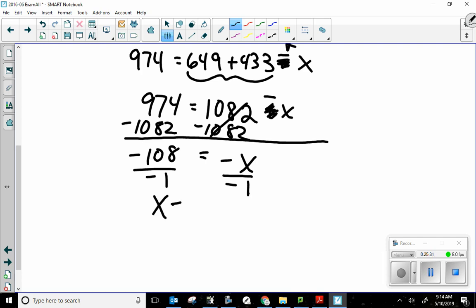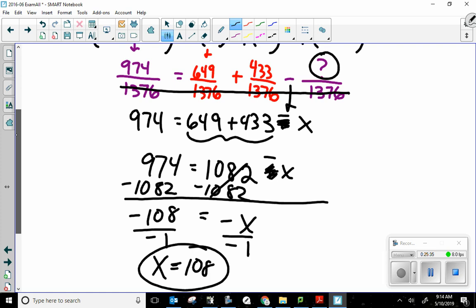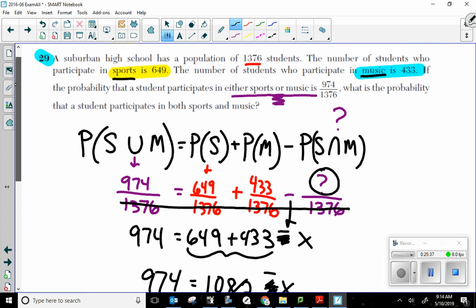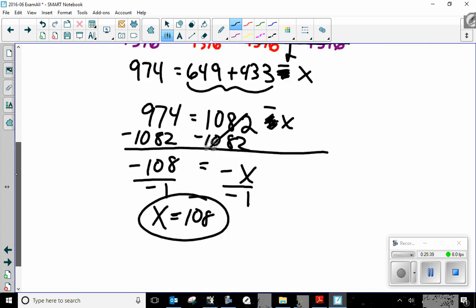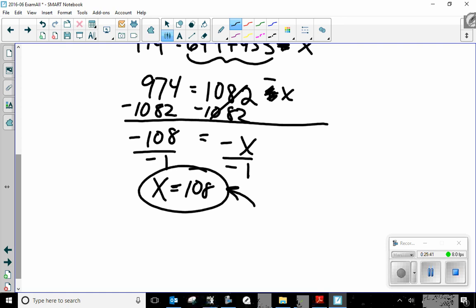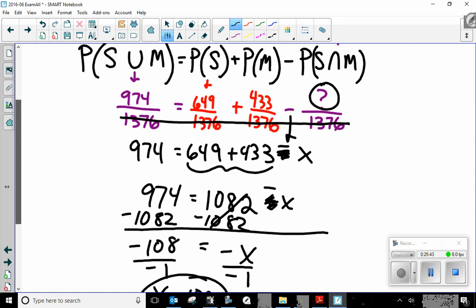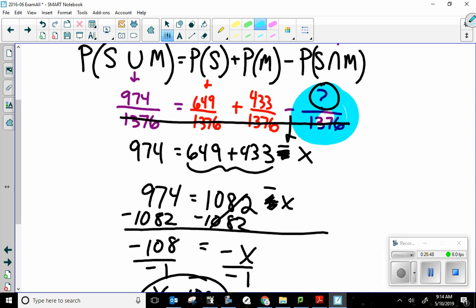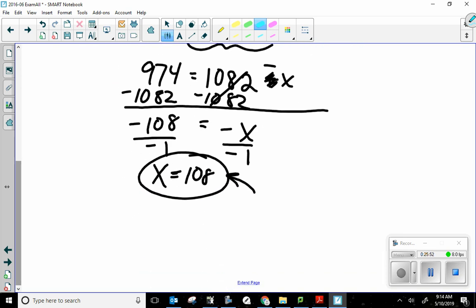So my x is 108. Okay. So I don't want to just say, what is the probability that a student participates in both? This is the number that participate in both. They want the probability. The probability should be your initial fraction. The probability shouldn't be just a number. Weren't there 1,376 students? So out of those 1,376, 108 do both.